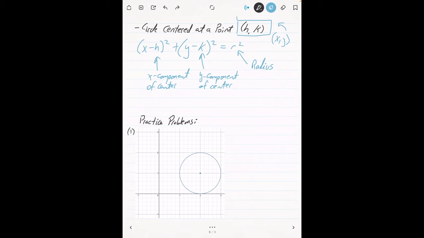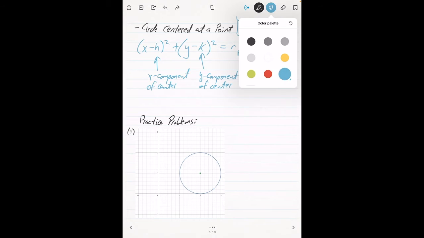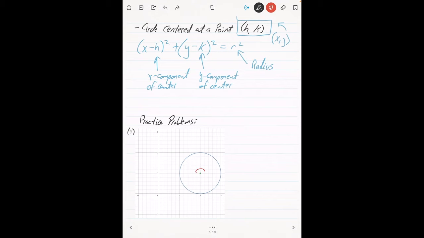So let's take a look here at this example. We have a circle, and it's centered at this point. That point is 2, 1. So let me write that down. That point is 2, 1.